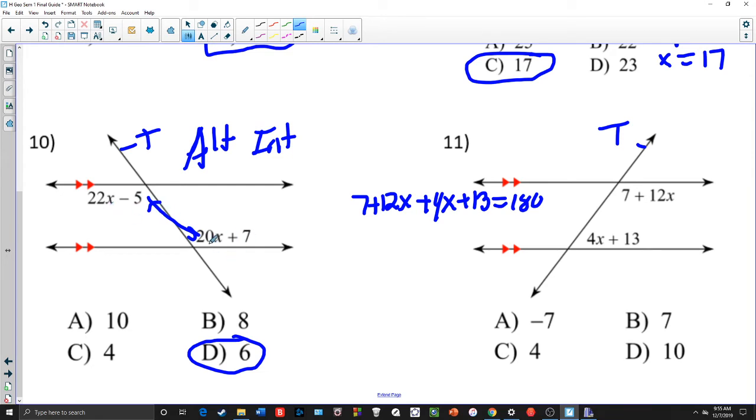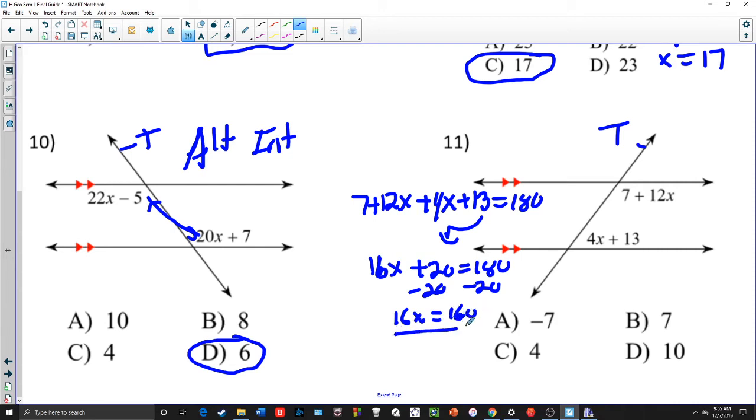Alternate angles are just going to always equal each other. So if I solve this using some algebra here, 12x and 4x make 16x. 13 and 7 would make 20, equals 180. Subtract 20, we get 16x is equal to 160, and then divide by 16, and we get x is equal to 10, which is this one down here.